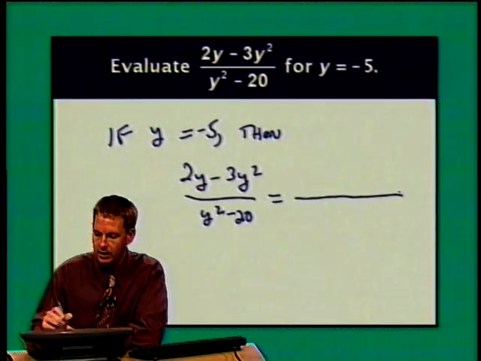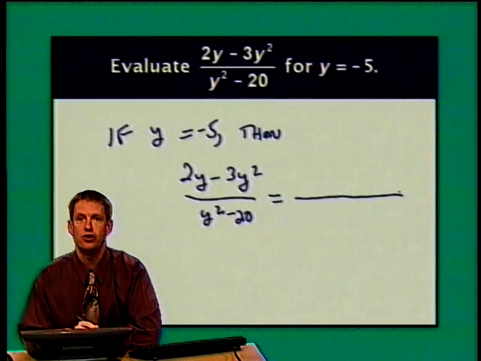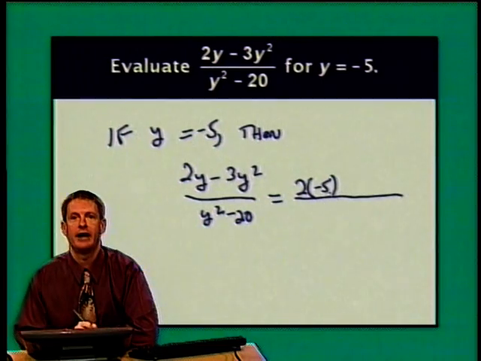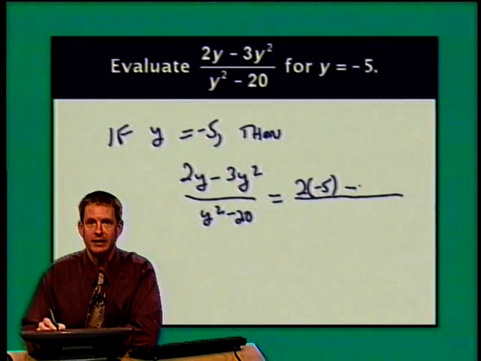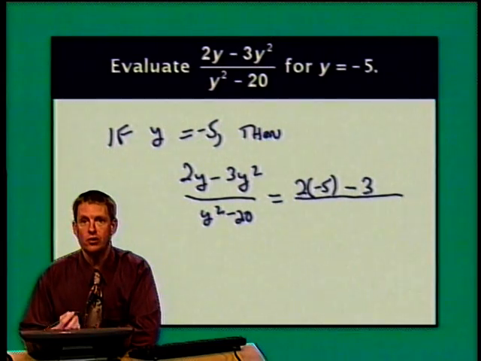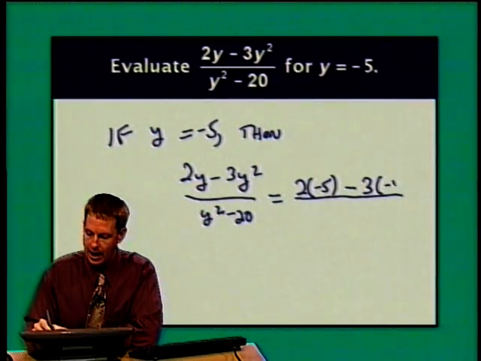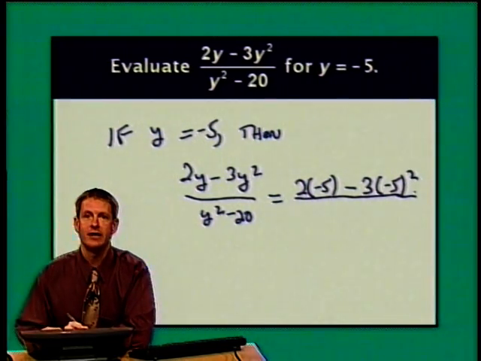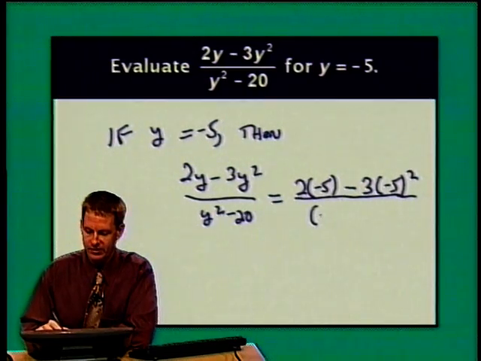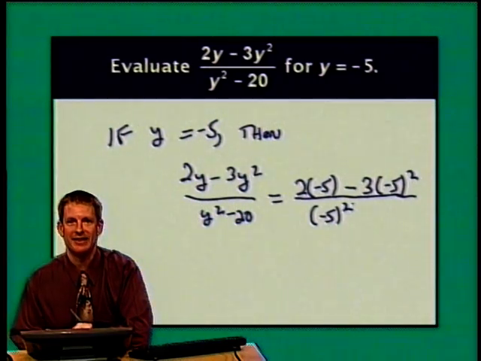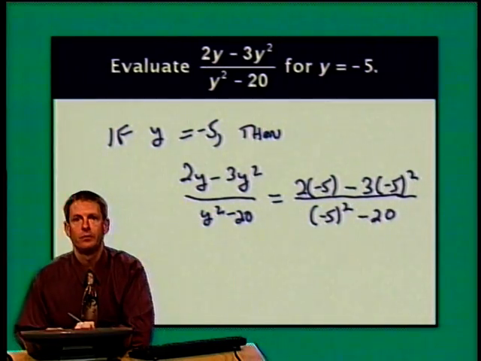In the numerator, the first operation that I need to perform is 2 times negative 5. To really communicate that, I'm going to write the negative 5 in parentheses. In the second term, I'm subtracting or adding the opposite of 3y squared. Since I need to square a negative number, that negative number needs to go inside parentheses. Likewise, in the first term of the denominator, I'm squaring a negative number, so the negative number's going inside parentheses. And finally, in the denominator, I'm subtracting 20.